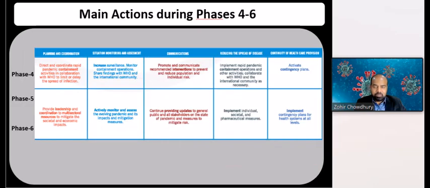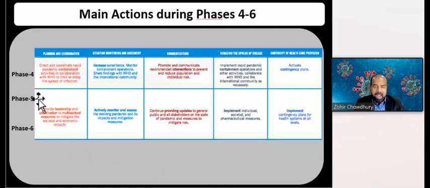The main actions during these phases are described in here. And the overarching goal of actions taken during phase 4 is containment of the new virus within a limited area or the delay of its spread. If successful, valuable time could be gained to implement interventions, including the use of vaccines.